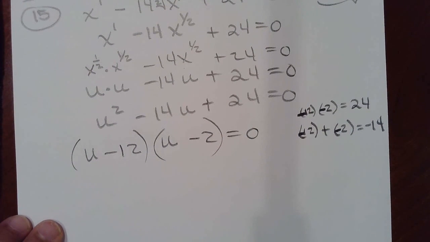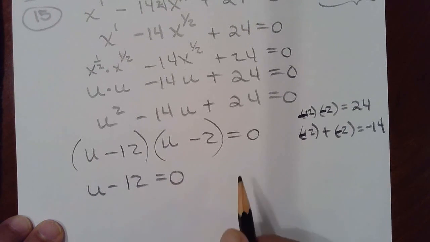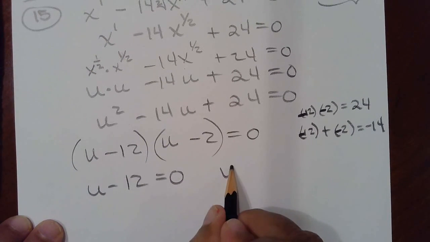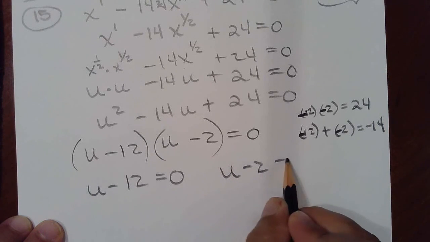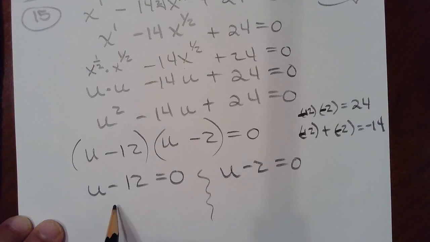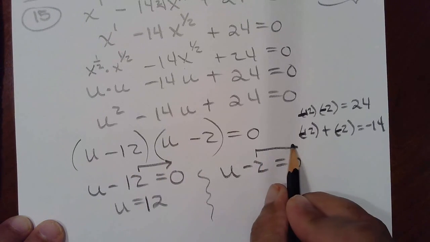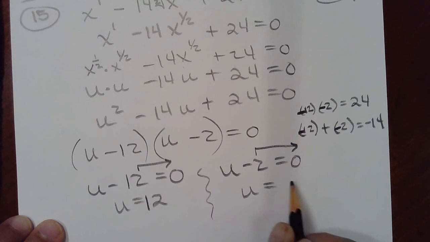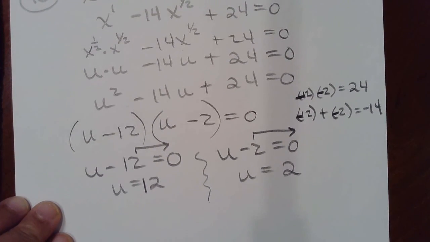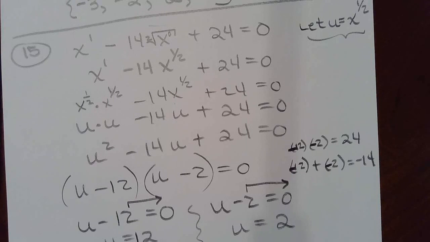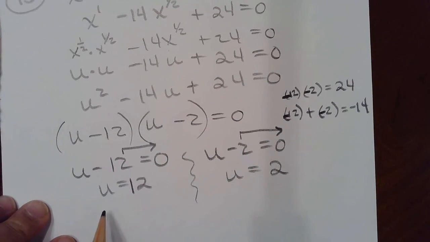Now this video is probably going to cut off in the middle of me doing this problem, but I'll go as far as I can. You have one equation out of that factor, one equation out of this factor. This gives you an answer of 12. When you bring this over here, this gives you an answer of 2. But you're still not done because you are not being asked to solve for u. You're being asked to solve for x. So now re-substitute.